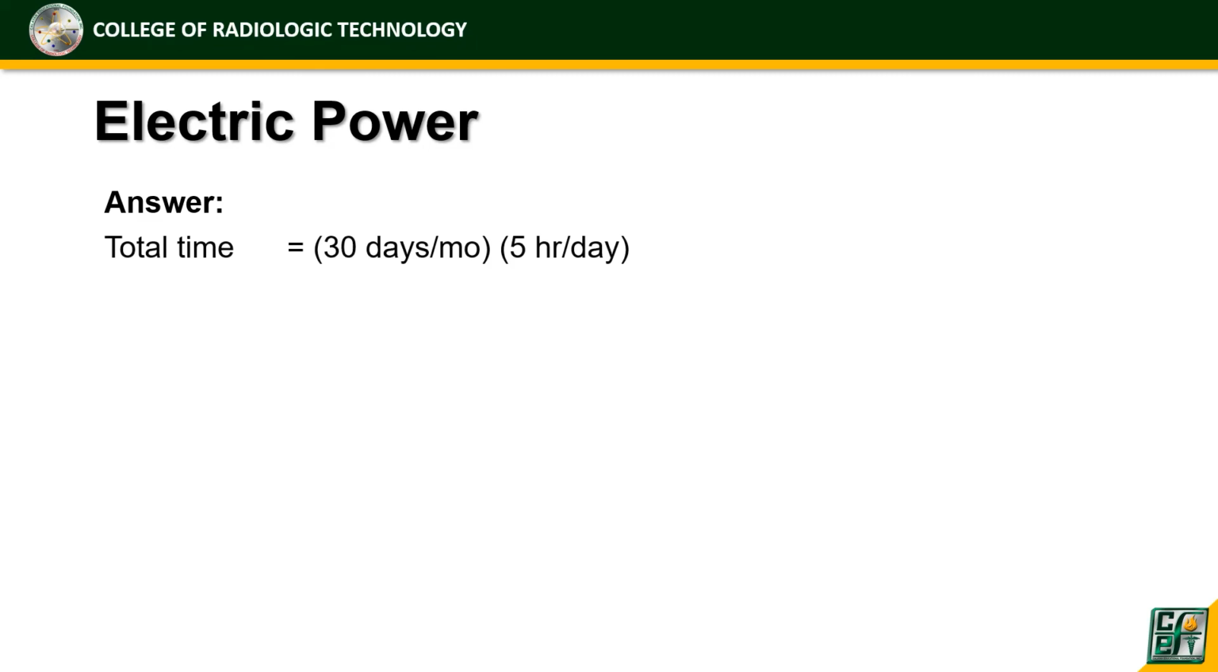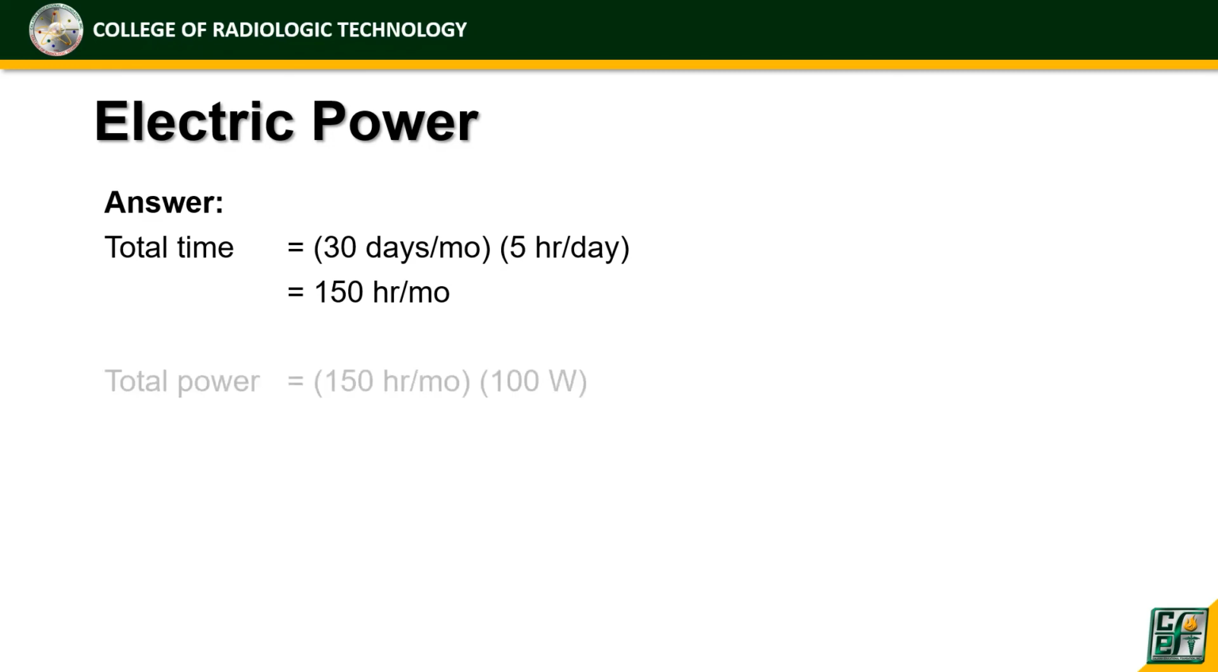So first, we must solve for the total time. In 1 month there are 30 days, and according to the given, the light bulb shall be used every day for 5 hours. So 30 times 5, the answer is 150. So the light bulb is used in 30 days or by 150 hours per month.